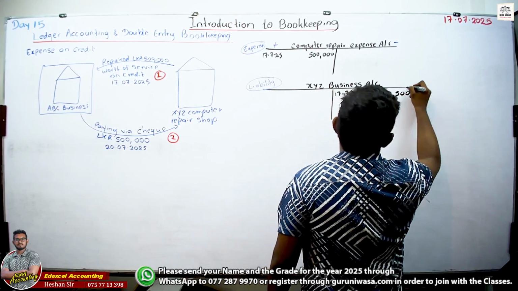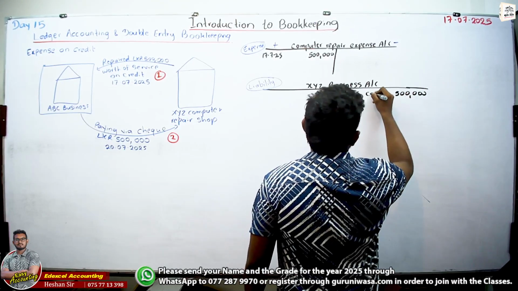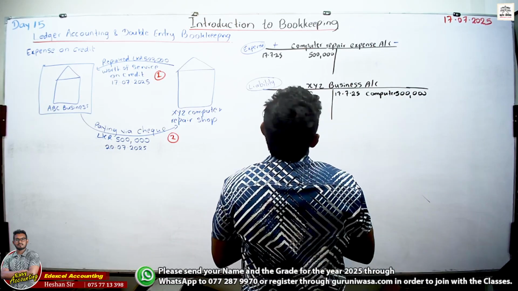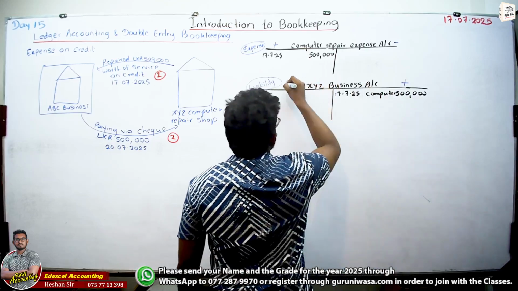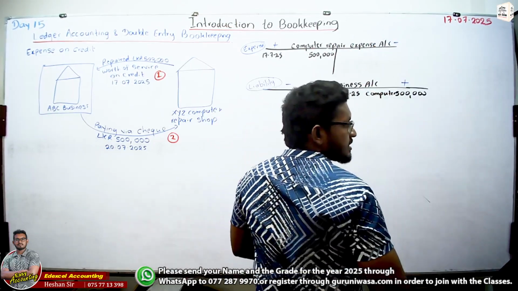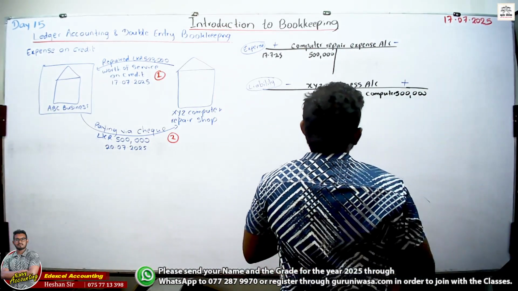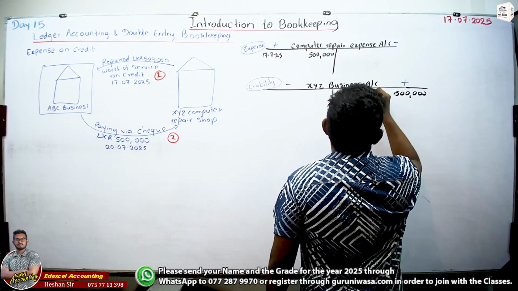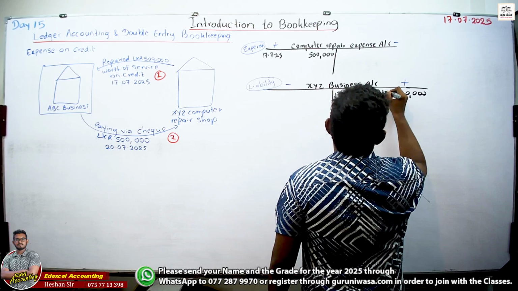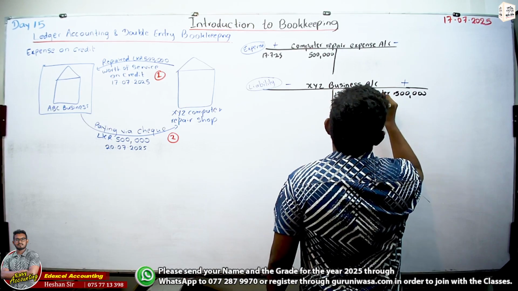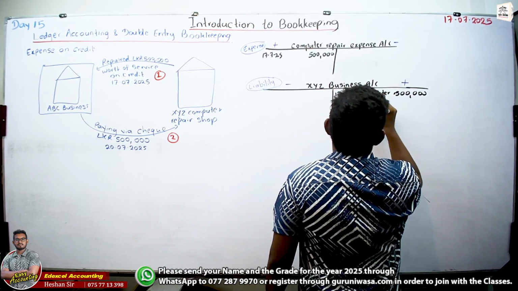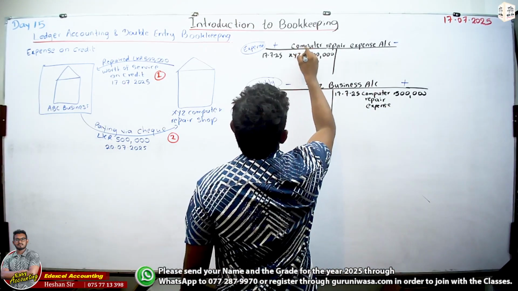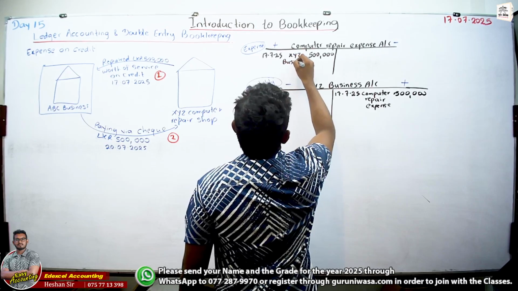Change the account names. Computer repair XYZ business account. When liability increases, credit; decrease, debit. Any asset increase, debit; decrease, credit.